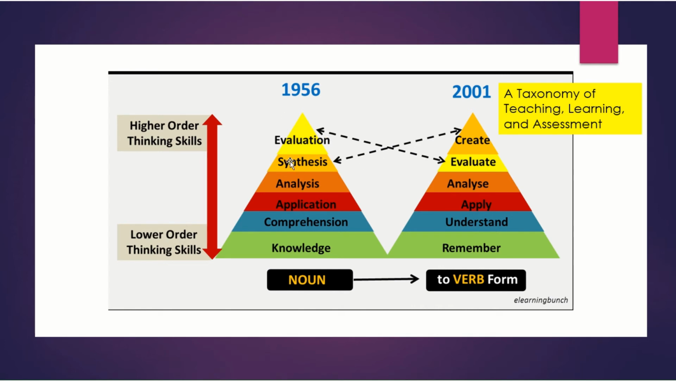So what changes have they made? There were two changes. Evaluation was at the first level, and in 2001 they changed it to the second category. However, synthesis, creating, which was in the second category, they changed into the first category. This was one. And the second thing, they replaced knowledge with remember. So these two changes took place when they revised. You can see here.